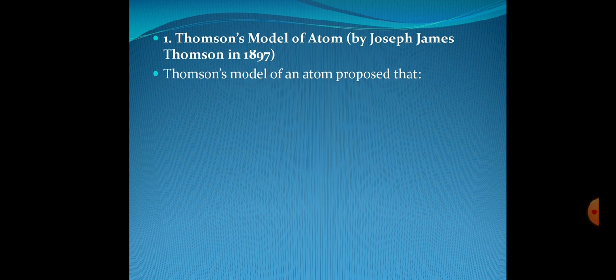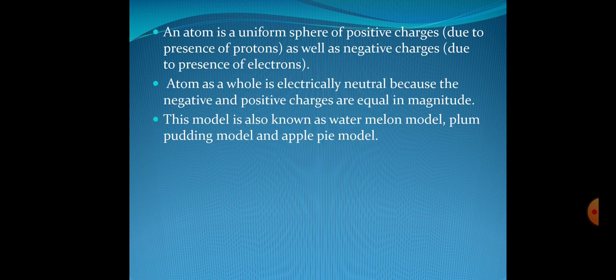Afterward, they proposed some atomic models. The most famous atomic model was J.J. Thomson's atomic model. So, in his model of atom, J.J. Thomson proposed that an atom is a uniform sphere of positive charge due to the presence of protons, as well as negative charge due to the presence of electrons. Atom as a whole is electrically neutral because the negative and positive charges are equal in magnitude. Means plus 2 minus 2 is equal to 0, isn't it?